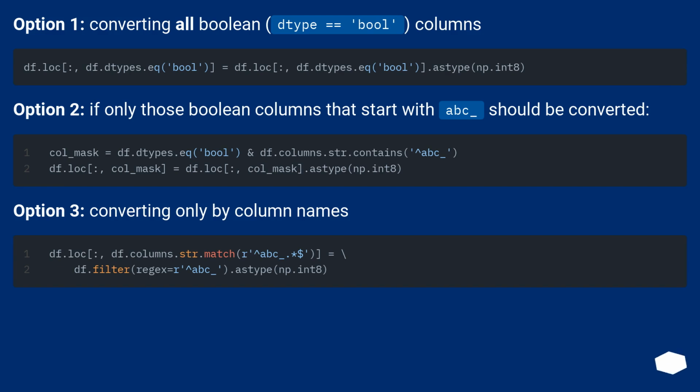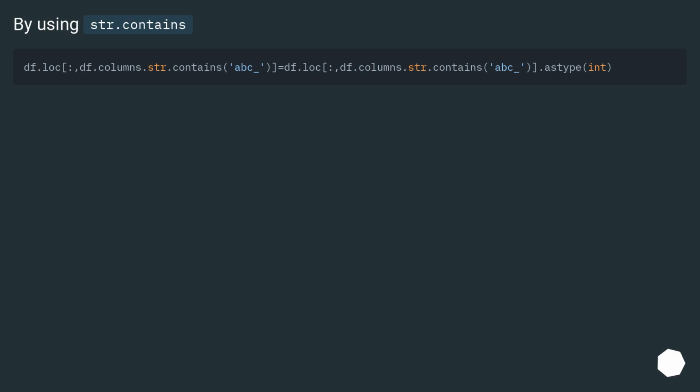Option 1, converting all boolean, dtype equals bool, columns. Option 2, if only those boolean columns that start with abc_ should be converted. Option 3, converting only by column names, by using str.contains.